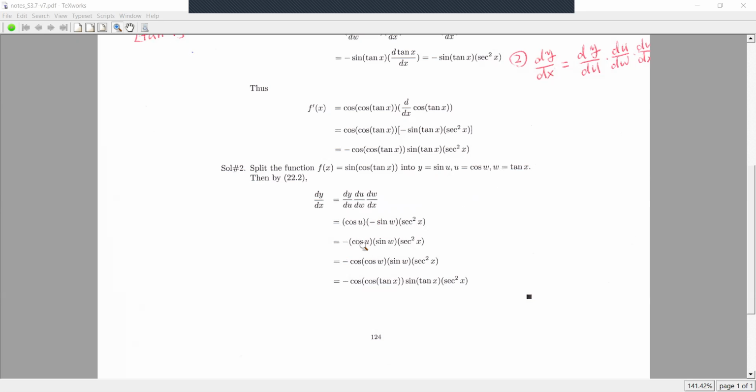Now, delete the intermediate variables. u is equal to cosine of w. I plug in cosine of w for the u here. Then I have this equation. Now, delete w. w is tangent of x. Plug in tangent of x for the w here. Then I have this equation. This is the result of the derivative of this function.